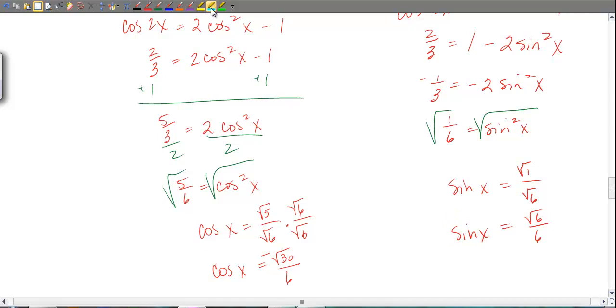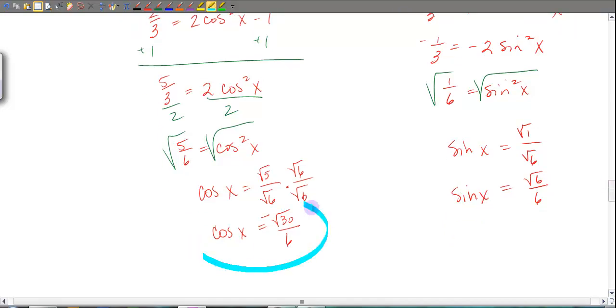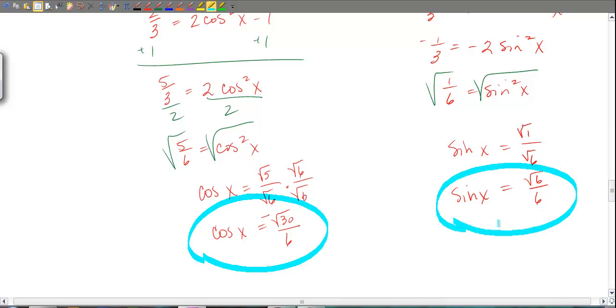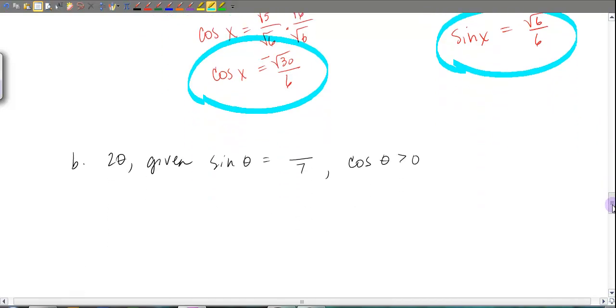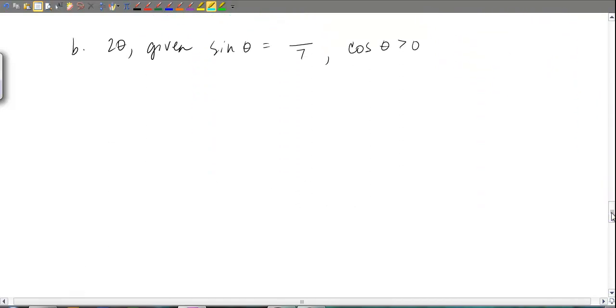Now there's a couple of different ways you could have gone about getting this answer. I could have started with this identity over here, then used the Pythagorean identity to come up with this value. I could have started here and used the Pythagorean identity and gone in the other direction. There's all sorts of ways that I could have gone. This was just one way. I did have to have a starting point though. Okay, let's look at this next example.